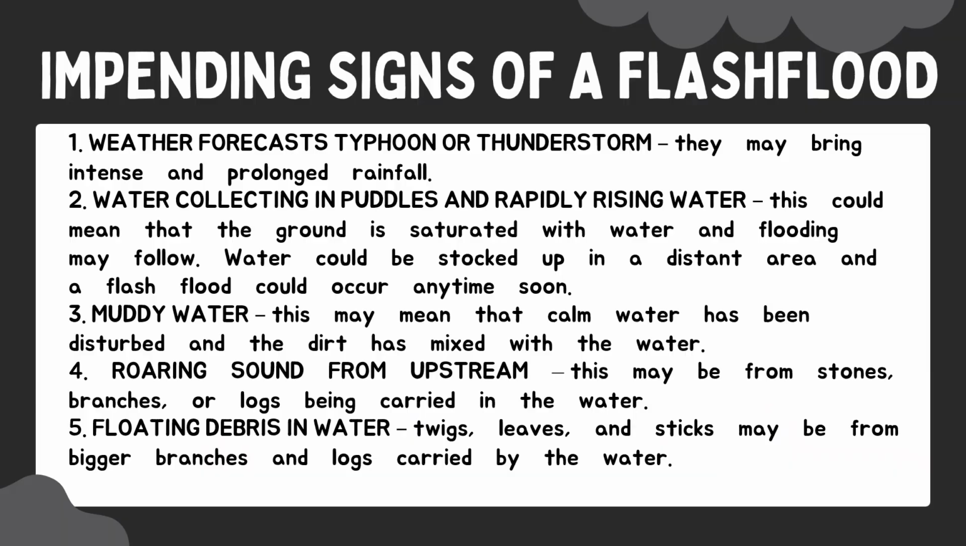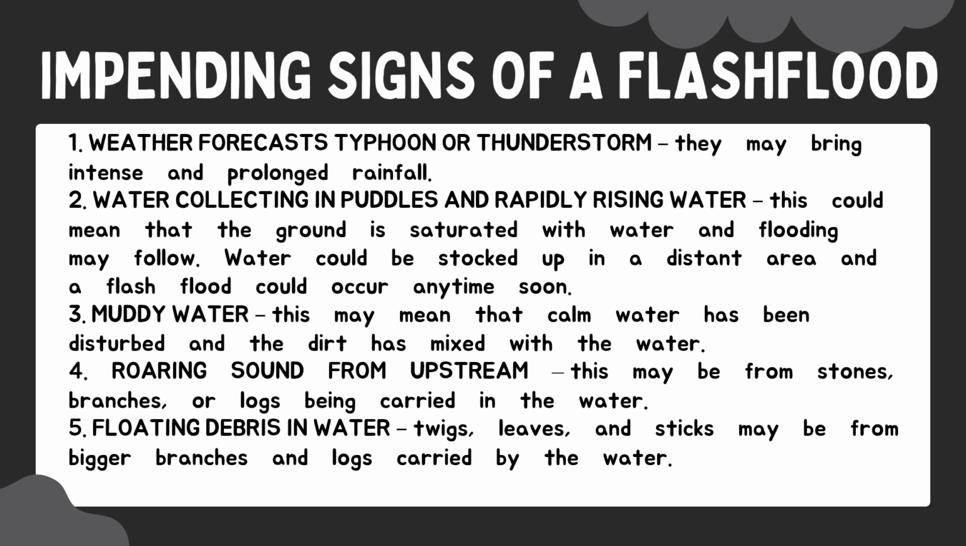Now let's talk about the impending signs of a flash flood. Based on what was also presented on the previous slide, the first sign that we can use of an upcoming flash flood is the weather forecast of a typhoon or a thunderstorm. Weather forecasts predicting a typhoon or thunderstorm can indicate a risk of flooding. These types of weather systems often bring intense and prolonged rainfall, which can overwhelm drainage systems and cause rivers and streams to overflow their banks.